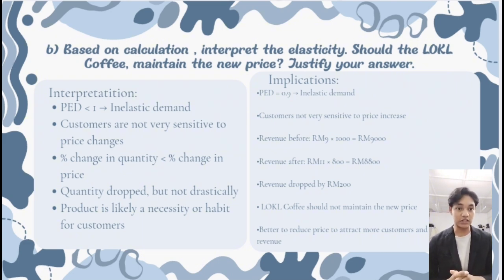To further justify the interpretation, we can look at the change in revenue. Before the price increase, the price of a cup of coffee was 9 ringgit and the quantity sold was 1000 cups. This resulted in a total revenue of 9000 ringgit. After the price was increased to 11 ringgit, the quantity sold decreased to 800 cups and the total revenue dropped to 8800 ringgit. This means that the business experienced a loss of 200 ringgit in revenue despite increasing the price.